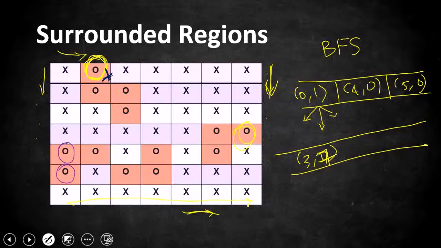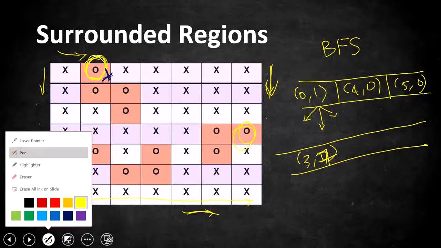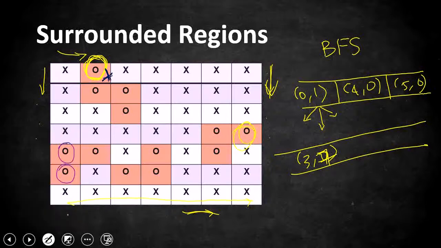Now once we add these coordinates to our queue, it's our job to update them with plus to differentiate that they are already visited.